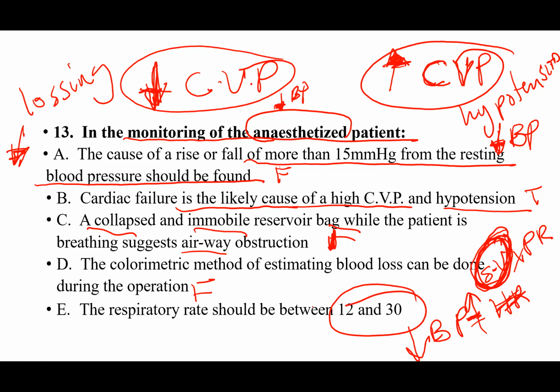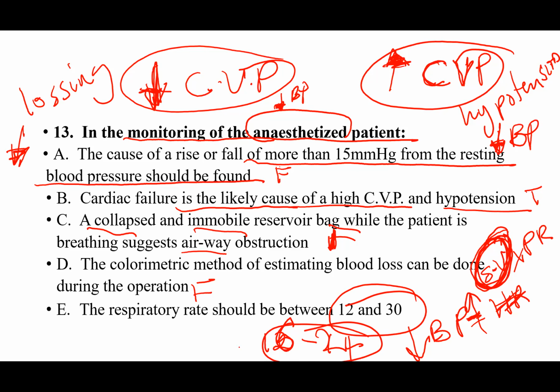Respiratory rate should be between 12 to 30. True or false? False. What rate? 12 to 24? I think 16. Is it 12 or 16? 16 to 24.